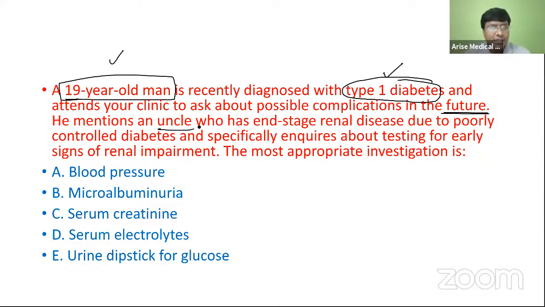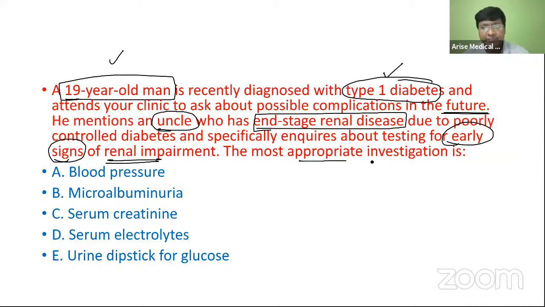He mentions an uncle who has end-stage renal disease due to poorly controlled diabetes and specifically inquires about testing for early signs of renal involvement. Right? Early signs of renal involvement. The most appropriate investigation is... Right, the most appropriate investigation is blood pressure, microalbuminuria, serum creatinine, serum electrolytes, urine dipstick for glucose. Right, very good. So we have Chamu who has answered it correctly and Monica also answered it correctly.